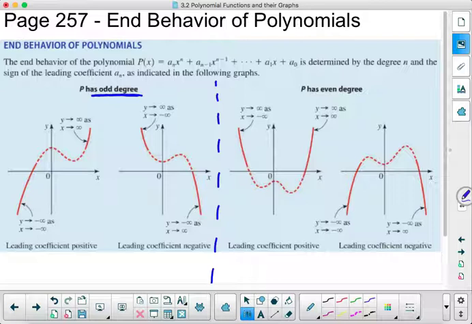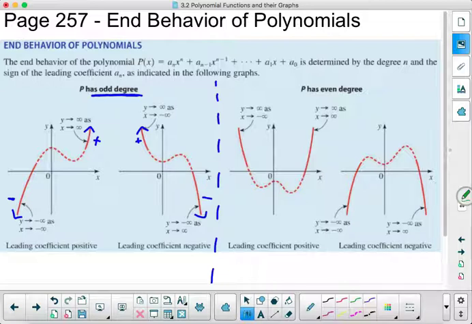My polynomial, notice, either starts out negative and ends positive, so it starts out going down but ends going up, or it starts out going up but ends going down. I have one of these cases, but if it's an odd degree, it's either going to start high and end low, or it's going to start low and end high. It's never going to start and end in the same place.